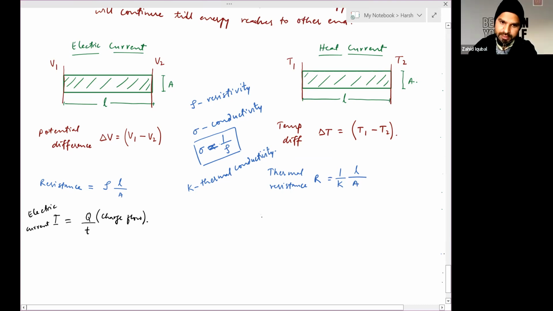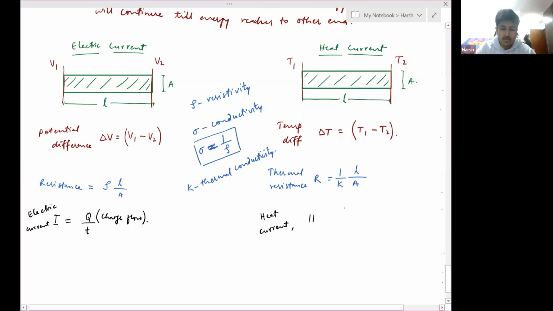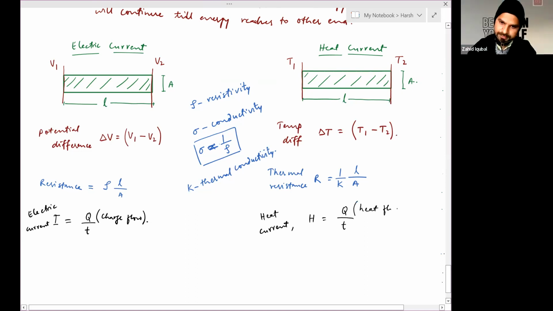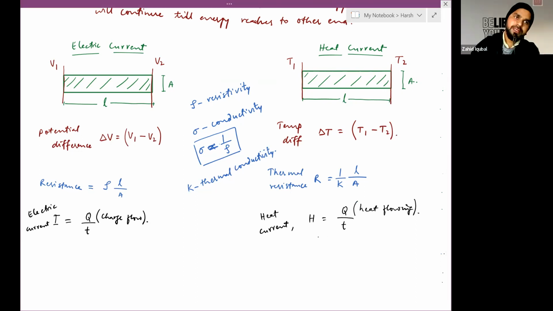Similarly, in case of heat, we may define heat current: the heat flowing through any conductor per unit time is called heat current, denoted by H, which is again equal to Q by T, where Q is heat flowing and T is time. Is it clear? Now just tell me about Ohm's law. You must have learned about it in class 10th as well.